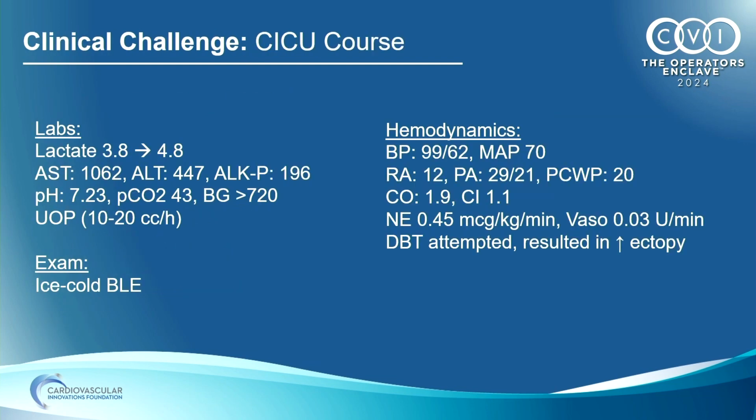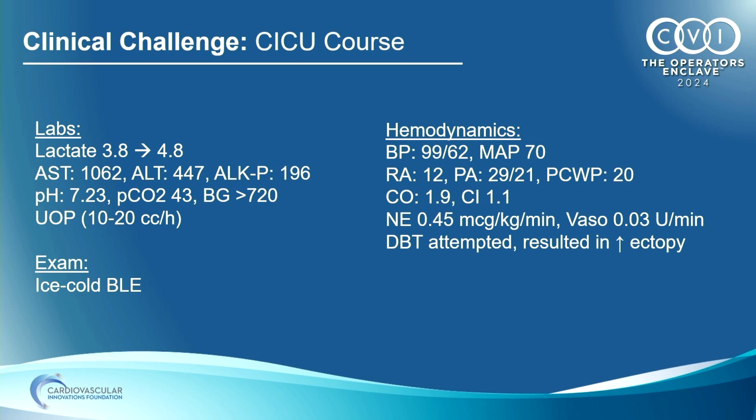And the clinical challenge here is a post-CICU course. The patient comes to the CICU, their lactate was 3.8, and started to rise. LFTs are obviously elevated, as you can see here, 1,000 for the AST and then the hundreds for the ALT. And elevated glucose, so obviously concerned that this patient had diabetes and was in a hyperglycemic state, with very terrible urine output, ice cold bilateral extremities on exam.